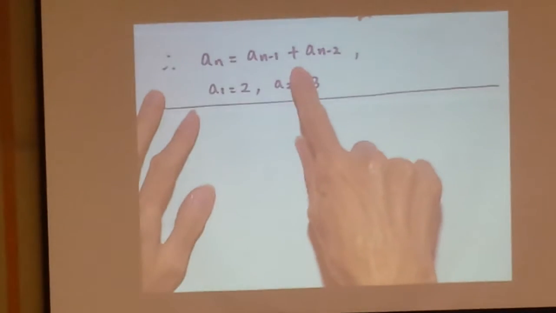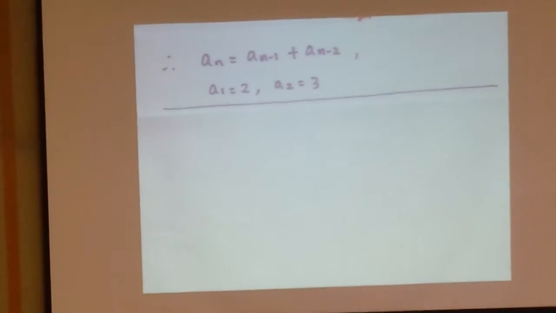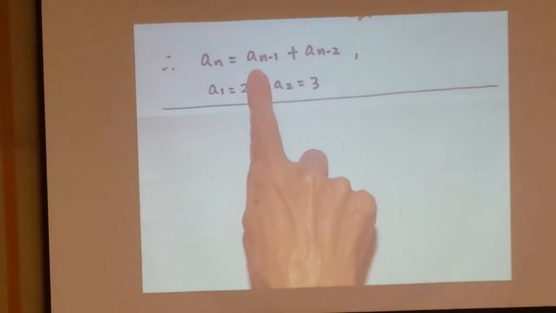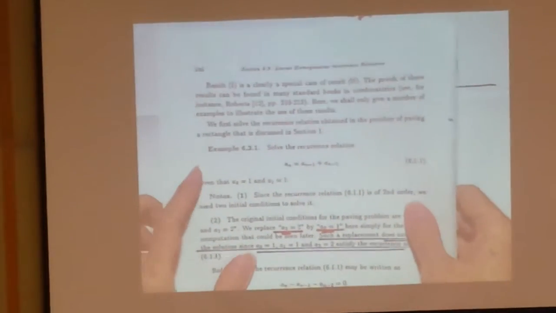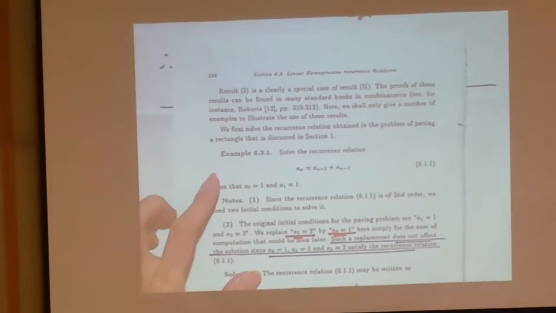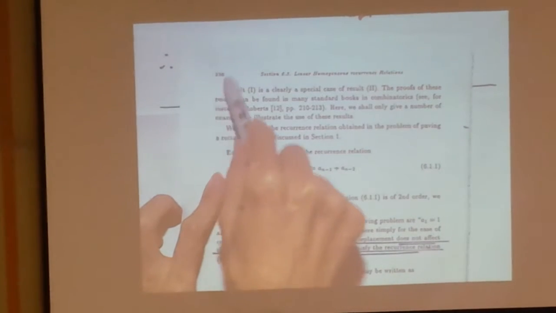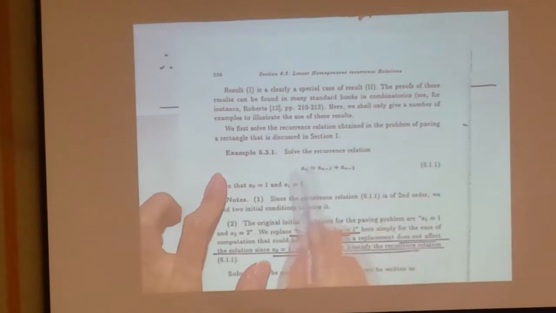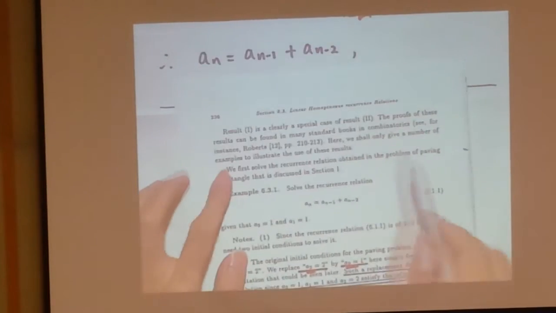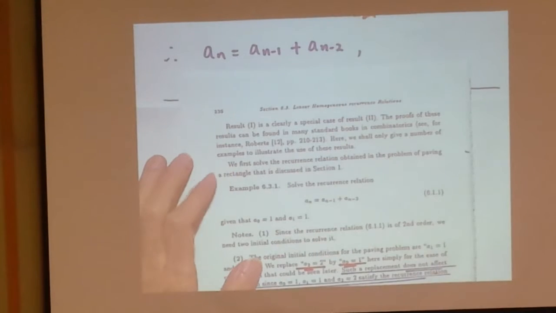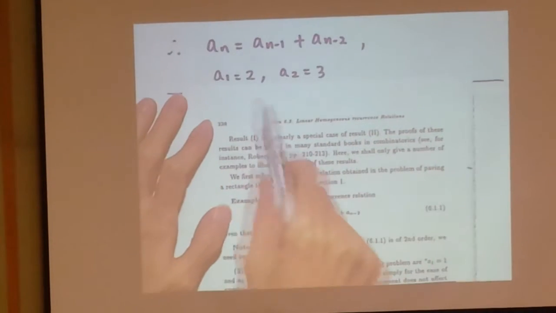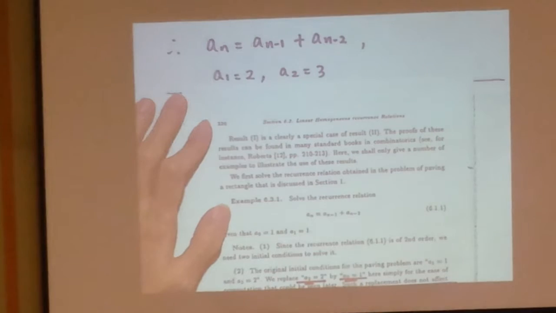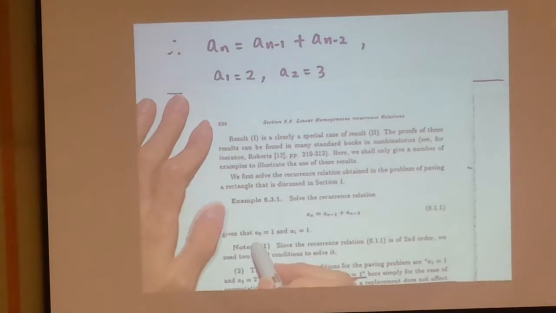And if you write this equation, you'll find that it's something we have done earlier. If you write this recurrence relation, and if you look at the first example I went through just now, page 236, you see the same equation. An is an minus 1 plus an minus 2. So it's the same equation, right? It's just that the conditions are different. Here we have A1 is 2, A2 is 3. Here we have A0 is 1, A1 is 1.